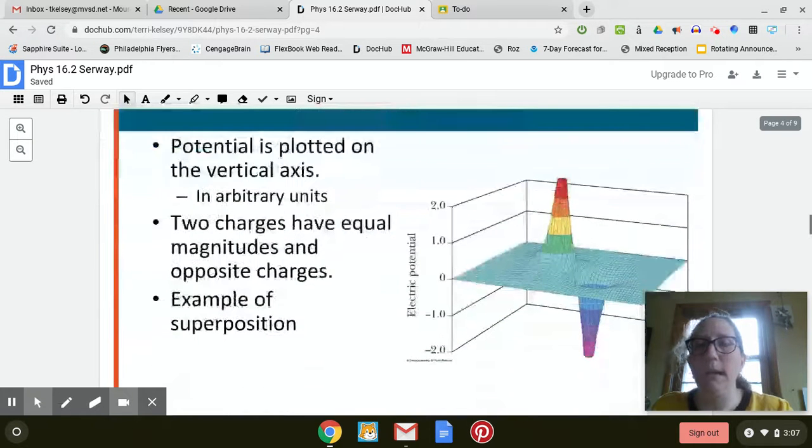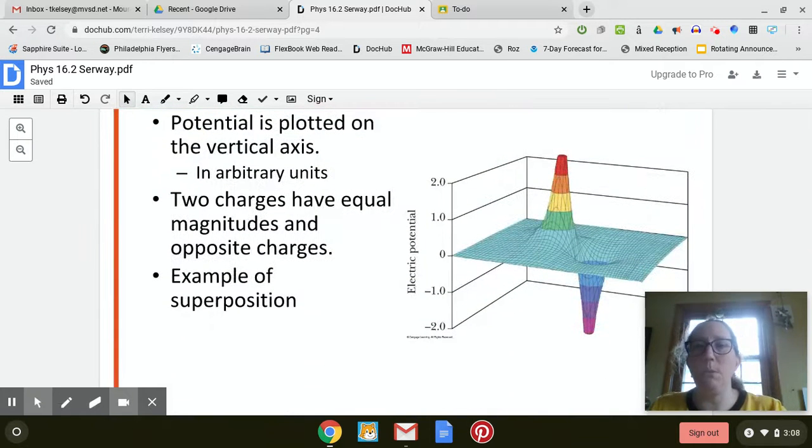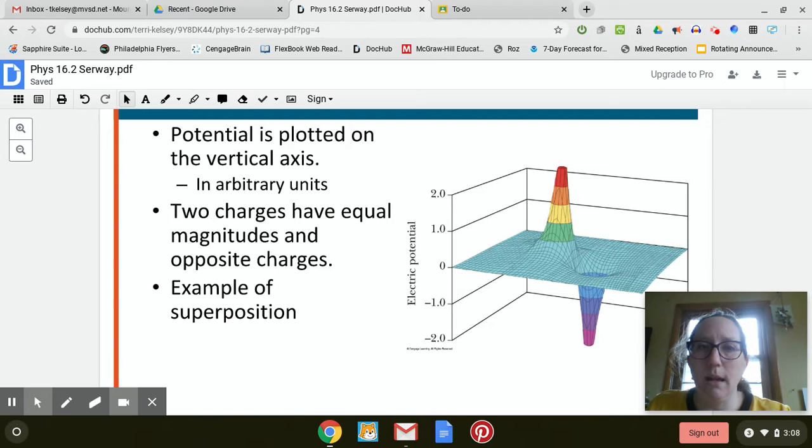Okay, I like this diagram a lot because it gives you a visual situation. This is the electric potential of 2 point charges. This charge is positive, and the way I knew that is because the potential is positive. This charge here is negative, and I knew that because it was going down.